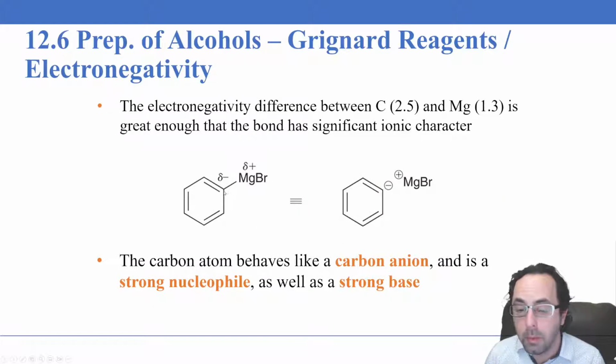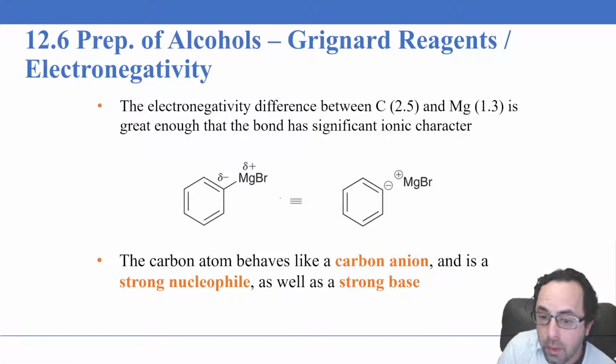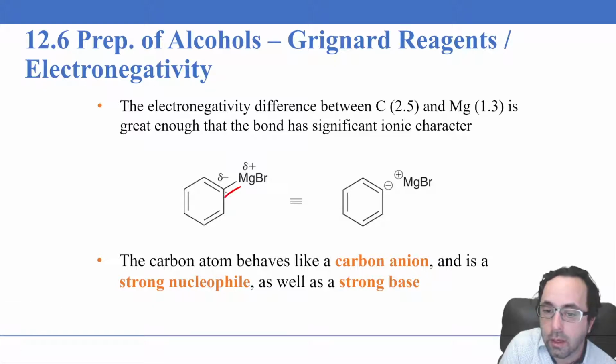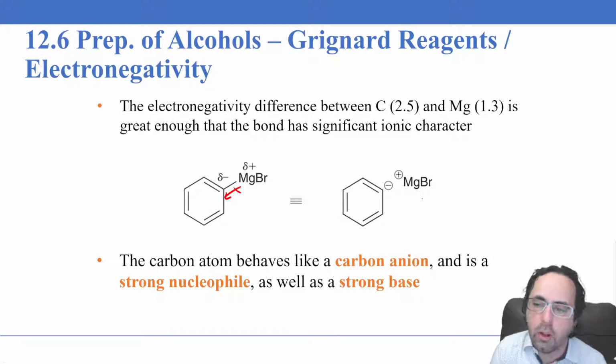Because the carbon atom actually has a significantly greater electronegativity than the magnesium, this results in a polar bond between the magnesium and the carbon. In fact, it's so polar, it's more like an ion. So it's like we've already got the carbanion, but it's a little bit stabilized by the fact that it's attracted to this magnesium, so they're almost bonded. But we've got this carbanion.